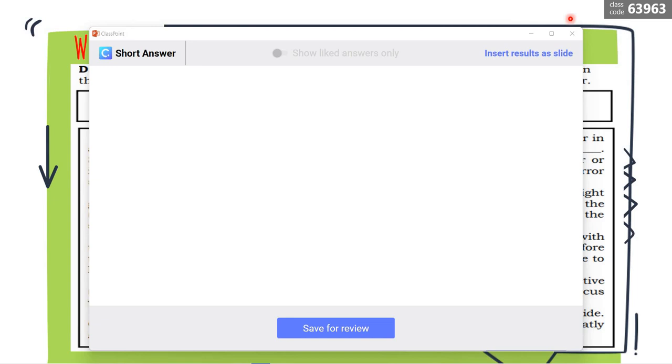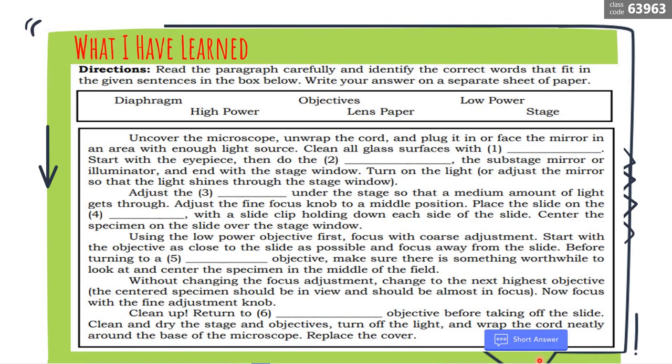Okay, time is up. So let's reveal the answer. For number one, we have the lens paper. For number two, objectives. Number three, we have diaphragm. And number four, the stage. And number five, the high power. And number six, the low power.